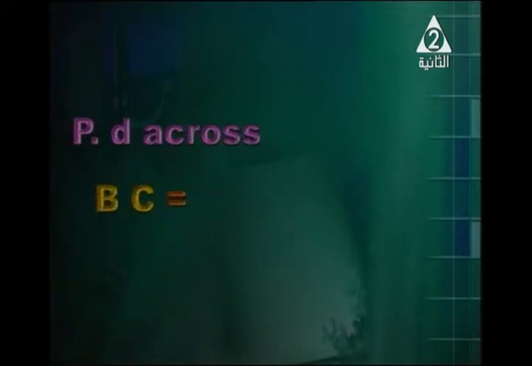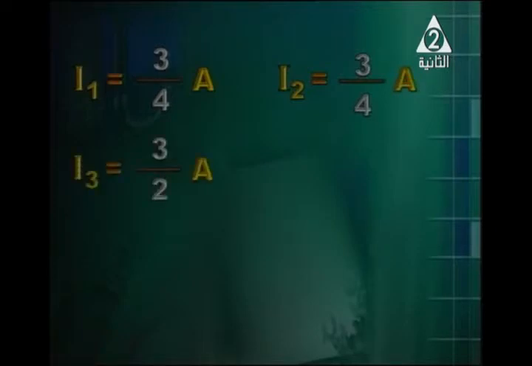Potential difference across BC equals the current 3 times R equivalent of the second parallel group, which is equal to 4, so the voltage is equal to 12. Now, since we managed to obtain the voltage, it's easy to calculate the current. Voltage will be divided by the value of resistance. So I1 equals 3 over 4, I2 equals 3 over 4, I3 equals 3 over 2.